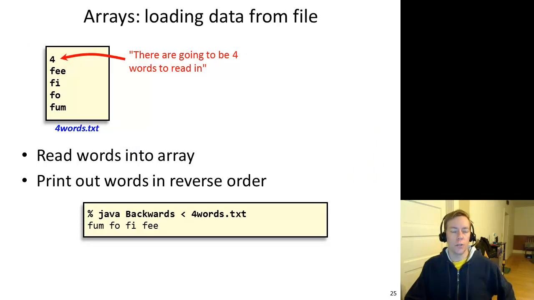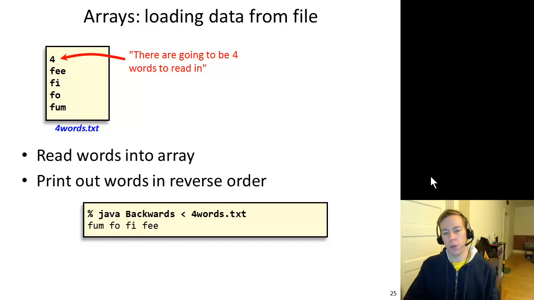Arrays also allow us to do things you just couldn't do otherwise. Here's a problem. We want to reverse a sequence of words. Let's say somebody gives us a file where the first line is a number, and that number specifies how many words are going to be in the file, in this case 4. Then they give us the sequence of words, and our job is to print those words out in reverse order.